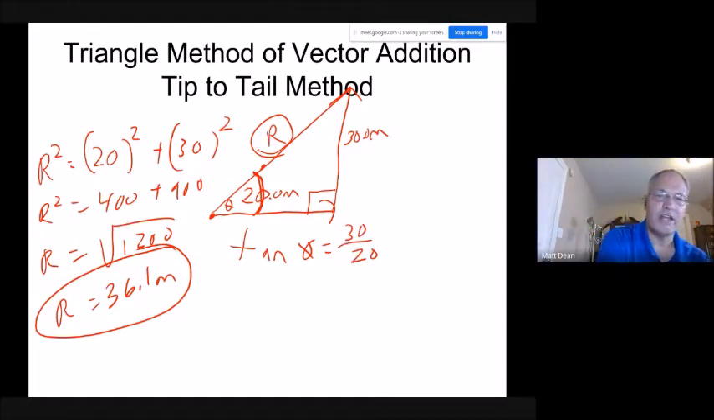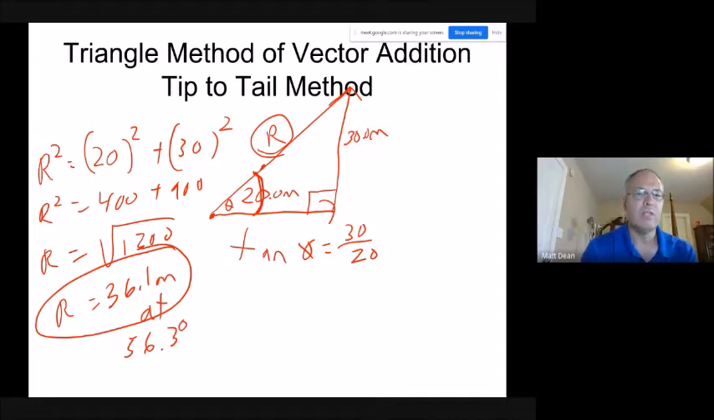So to solve for theta, I'm going to say 30 divided by 20. And I'm going to take the inverse tangent. So shift and tangent on your calculator. And that gives me an angle. And I'm going to say at 56.3 degrees. You need a little bit more than that, though.